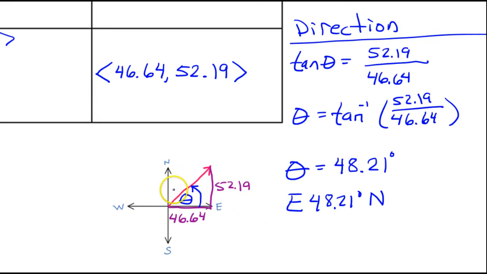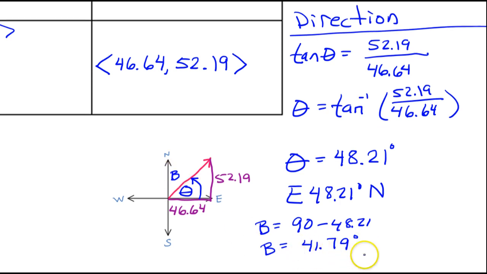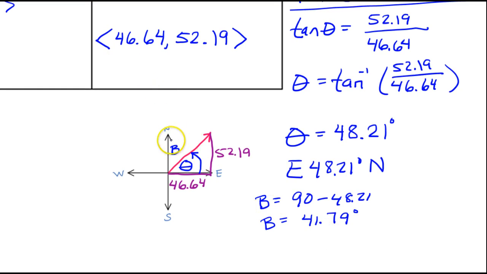So it would be nice to record the direction in the same way starting from north. So let's figure out what this angle is so we can find out how far we have to turn from north. Now these two angles should be complementary. So I should be able to find the other angle by doing 90 minus 48.21. I decided to call this angle B, and angle B is 41.79 degrees. Now angle B we can look at as starting from north and turning 41.79 degrees towards the east.